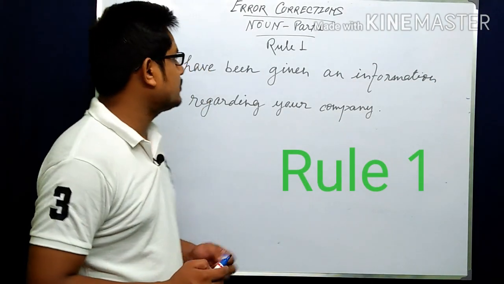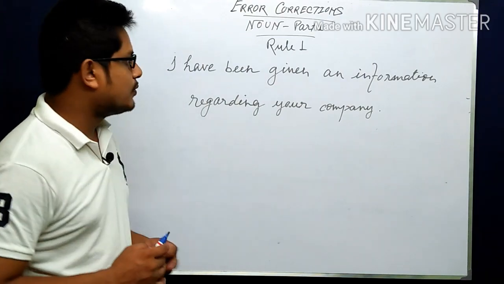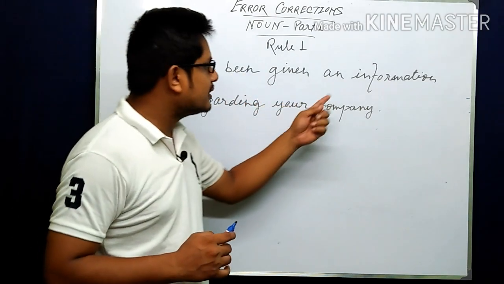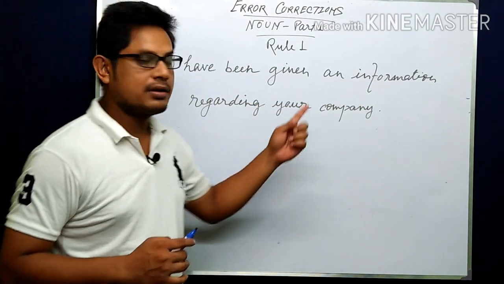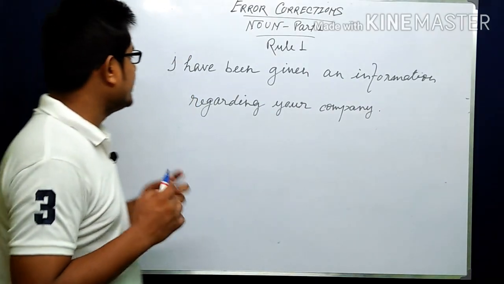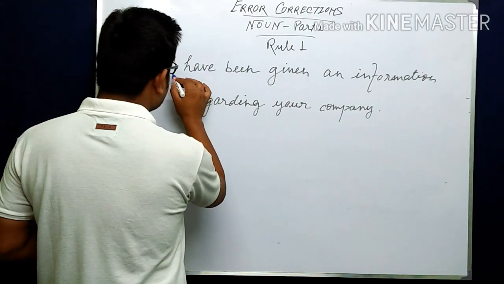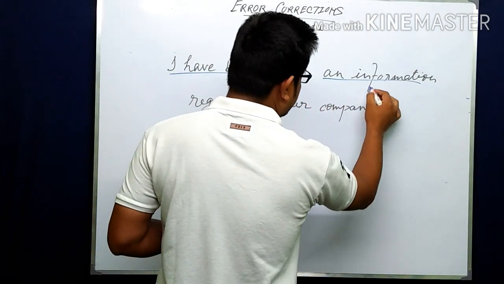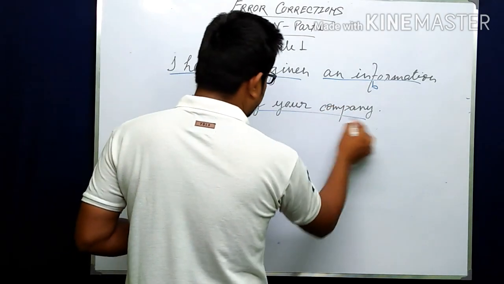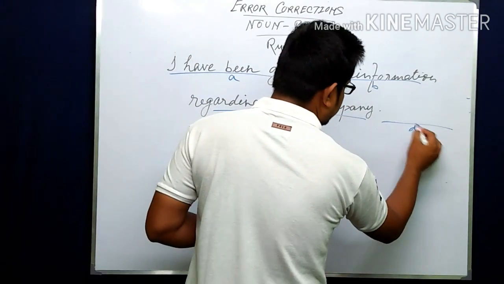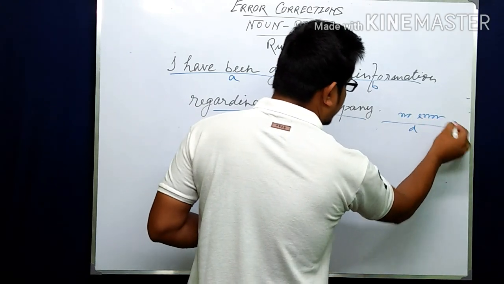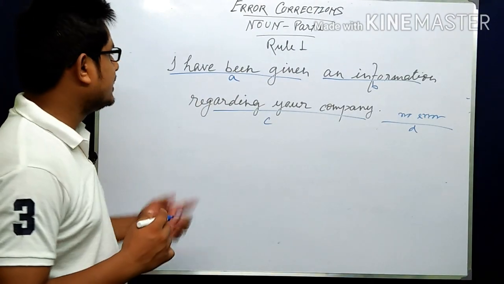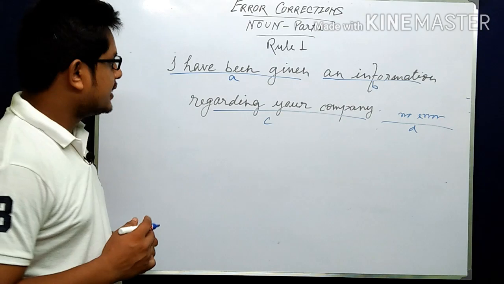Okay, so let's start with rule number 1. If you look at the board, you can see that I have written a sentence, and the sentence is, I have been given an information regarding your company. Now if I give the lines, let's suppose, I have been given, this is part A; an information, this is B; regarding your company, C; and D, no error. Clear?